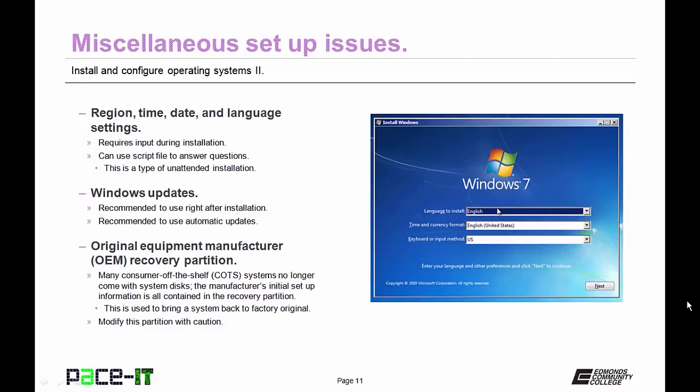The last thing that you need to consider is the OEM recovery partition. Many consumer off-the-shelf systems no longer come with system disks. It's all contained in the recovery partition. And the recovery partition is used to bring a system back to factory original, including all the default programs that you took the pains to remove in the first place. I do warn that you should use caution when modifying that partition.